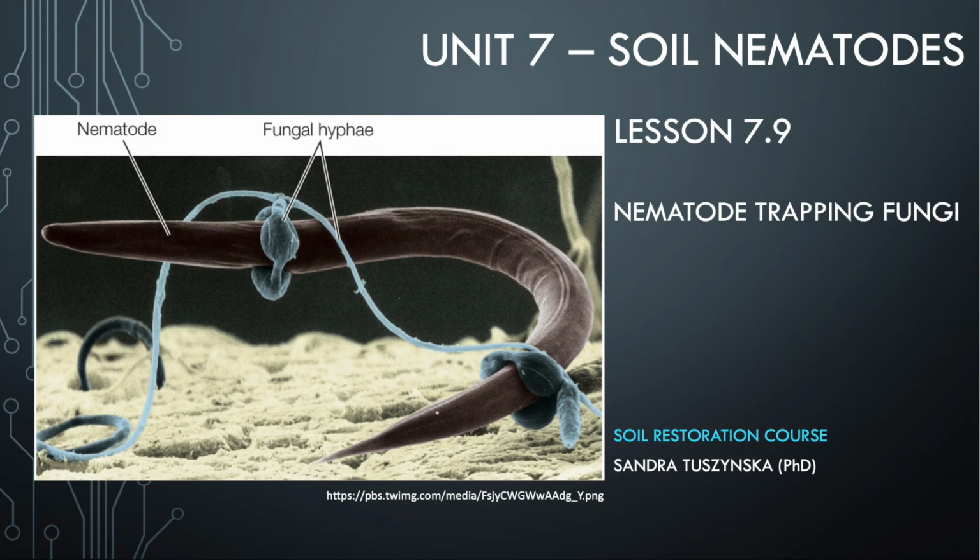Welcome to lesson 7.9. This lesson is about nematode trapping fungi. As you can see in the image on the left, this poor nematode has been captured by one of the nematode trapping fungi. And in this lesson, we'll go into the various mechanisms that nematode trapping fungi engage in order to ensnare their prey, the humble nematode. Okay, so without further ado, let's begin lesson 7.9.